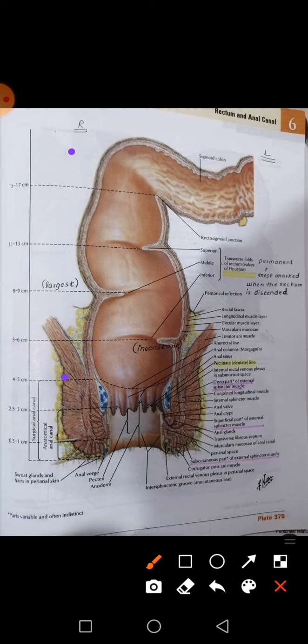In the upper part, it has the same diameter as that of the sigmoid colon. So in the upper part, the diameter of the rectum is the same as that of the sigmoid colon, and the average value is about 4 centimeters, and you can see 4 centimeters is a big value. So 12 centimeters is the length, and the width in the upper part is 4 centimeters, same as that of the sigmoid colon. Now let's talk about the course and the direction. The rectum is running downwards and backwards.